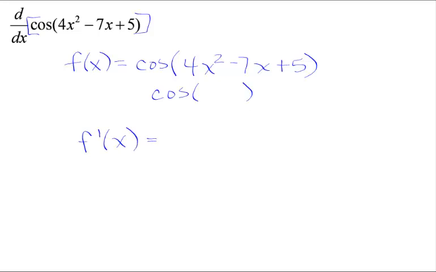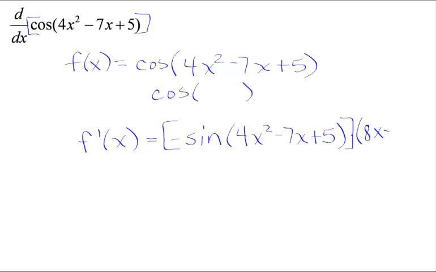This is the derivative of the outside. The derivative of cosine is negative sine, not changing the inside, times, I could put a times symbol, I could put brackets around the first part of it, it doesn't matter. The derivative of the outside, not changing the inside, times the derivative of what's inside.